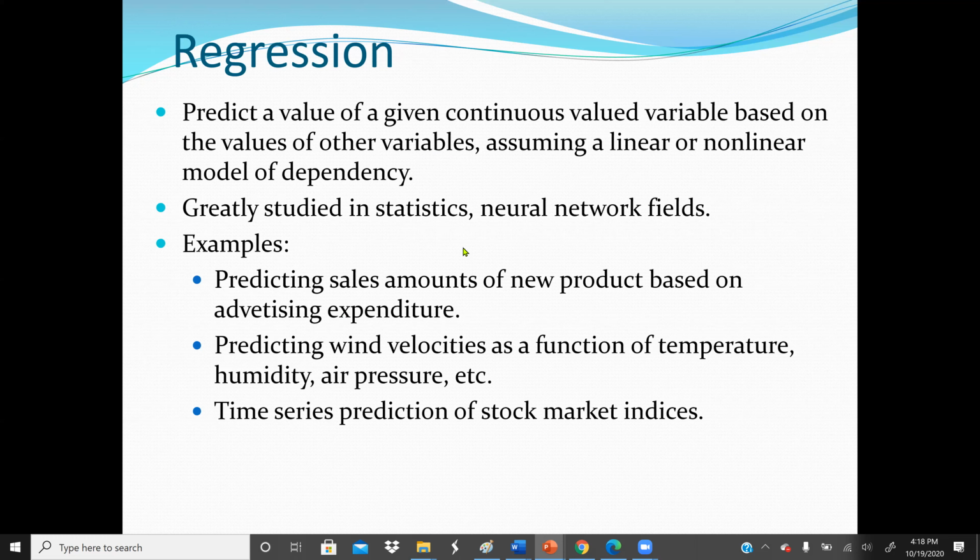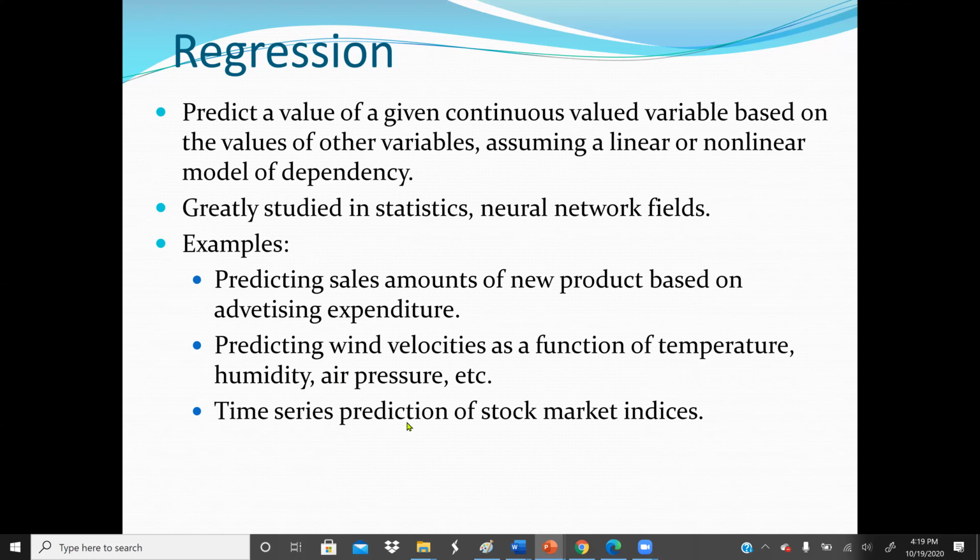And we may study this in statistics. Neural networking fields we may also discuss, and neural networking is a classification algorithm that also uses these functions. So for examples like predicting sales, you can see that all the predictions here will be values. Predicting the sales amount of a new product based on advertising expenditure, or predicting wind velocity as a function of temperature, humidity, and air pressure. So based on air pressure, humidity, and temperature, which are all values, we can predict the wind velocity.